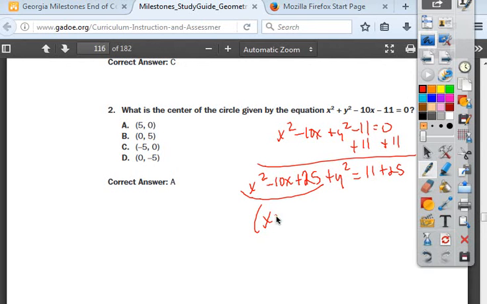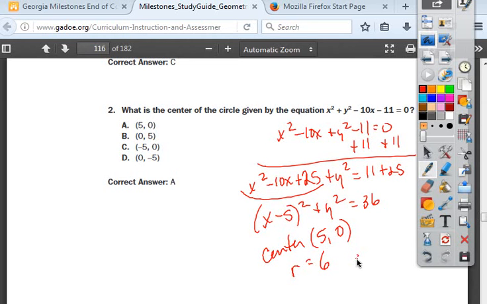X minus 5, it's going to match that, plus y squared has nothing with it, equals 36. What is the center then? 5 and y. If there's no number with it, y squared, it's an automatic 0. And the radius is square root of 36, which is 6. So the 5 works because these two numbers can multiply and be 25 and add and be 10.